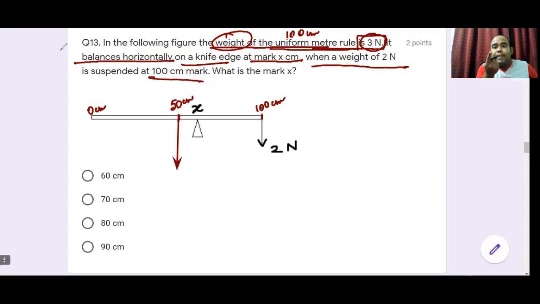तुम इस पूरे रूल का वेट को मेजर कर सकते हो उसके मिड पॉइंट पर वेट करके. तो 50 सेंटीमीटर पर ही इसका ये जो वेट है 3 न्यूटन, it is acting. So this is actually the complete figure. This was not given in the question, you had to add it intelligently. अब हमें ये x को निकालना है. What is the mark x?